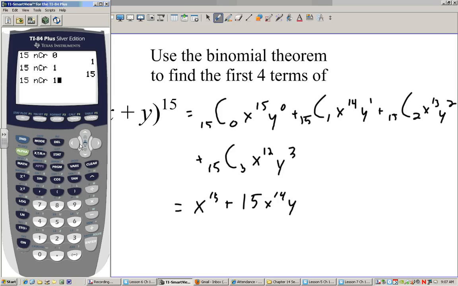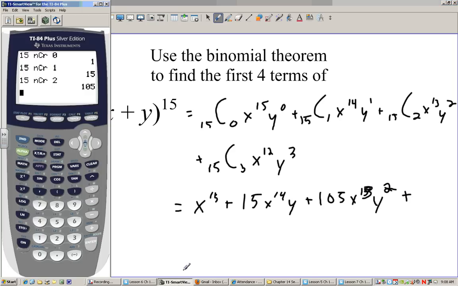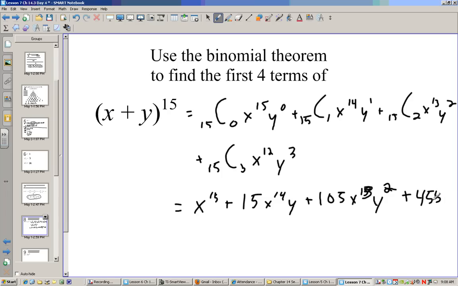15 choose 2 is equal to 105. X to the 13th, y squared. That's supposed to be a 13. And that's supposed to be a 2. And then finally, 15 choose 3, 455, x to the 12th, y to the 3rd. There's supposed to be a 3 there. So these are the first 4 terms in this binomial expansion.